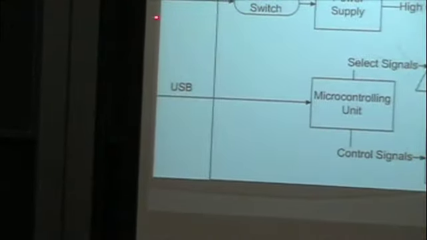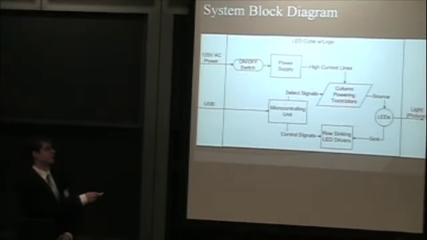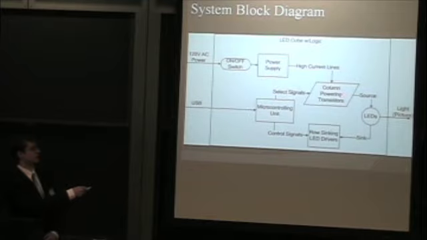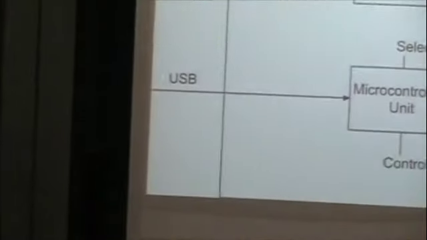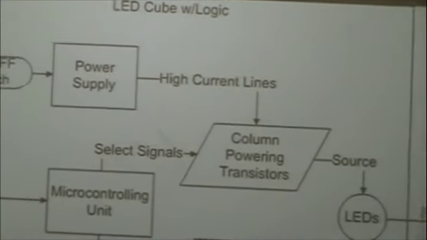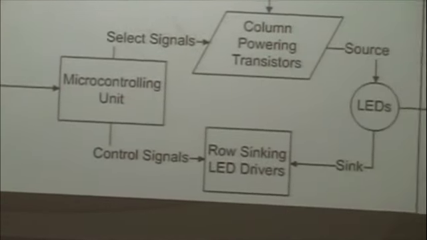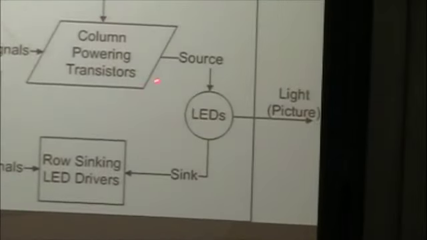Thank you, Wesley. This is a top-level block diagram of our design showing our major components and their interconnections. So the AC high power line goes into our power supply, which provides power to our transistors. These transistors source current to our LEDs, which light up. This current is sunk into our LED driver. Both of these are controlled by our microprocessor, which receives images from the host PC over USB. The only output of our project is the image in the form of light.